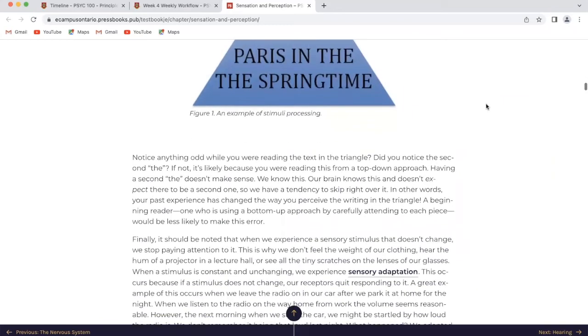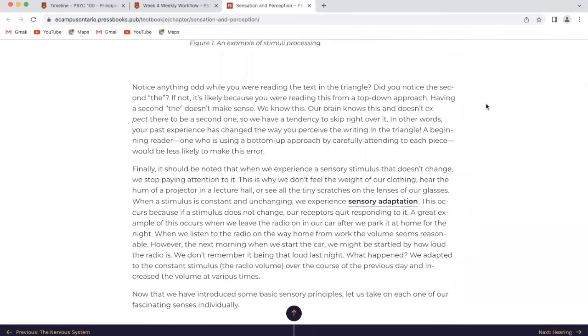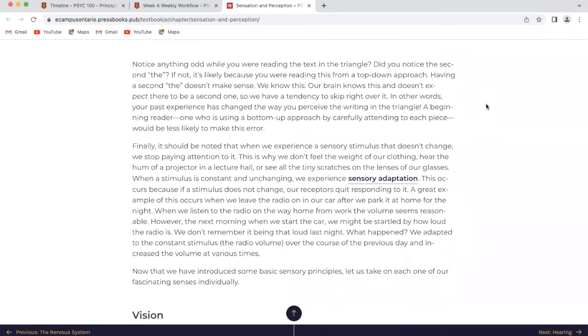If not, it's likely because you were reading this from the top-down approach. Having a second the doesn't make sense. We know this. Our brain knows this and doesn't expect there to be a second one, so we have a tendency to skip right over it. In other words, your past experience has changed the way you perceive the writing in the triangle. A beginning reader, one who is using a bottom-up approach by carefully attending to each piece, would be less likely to make this error.